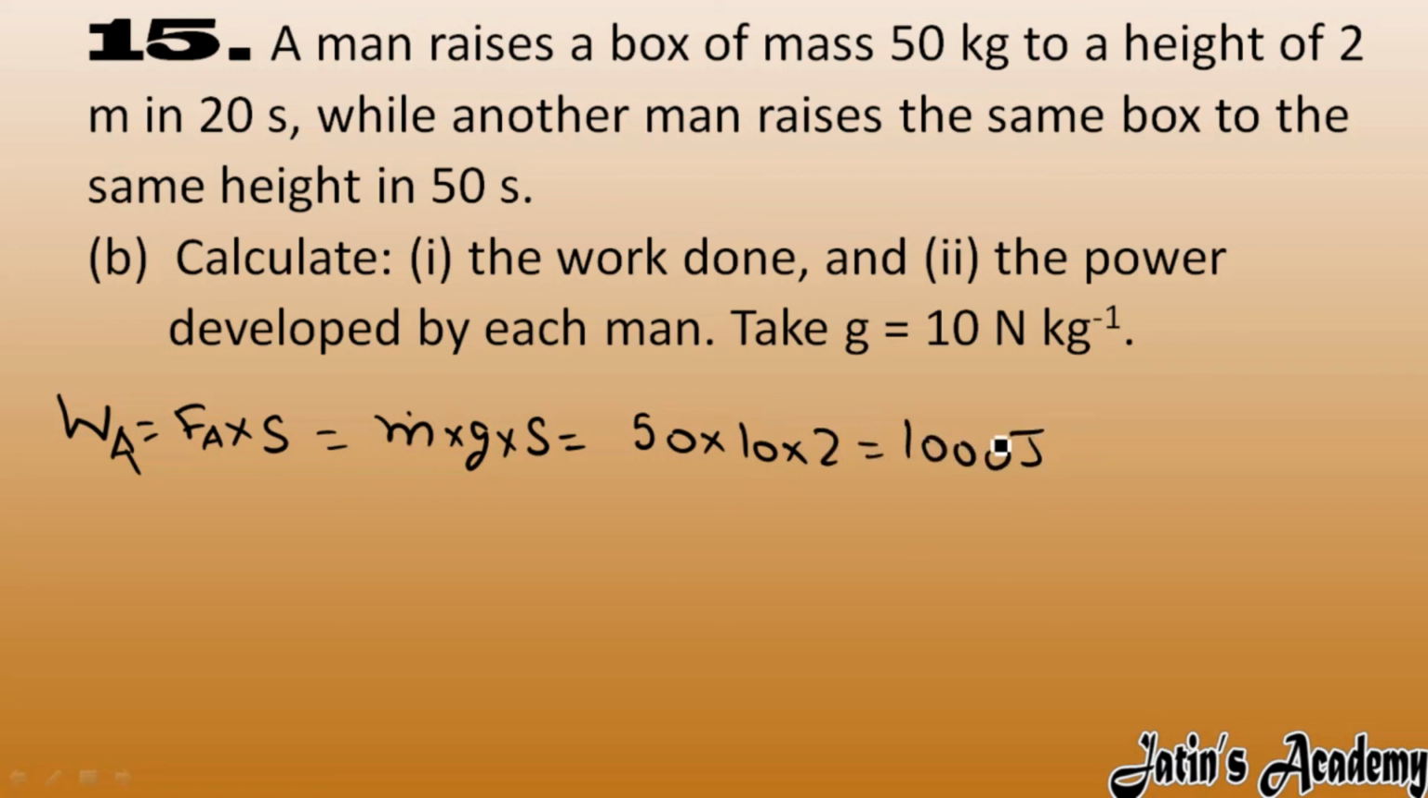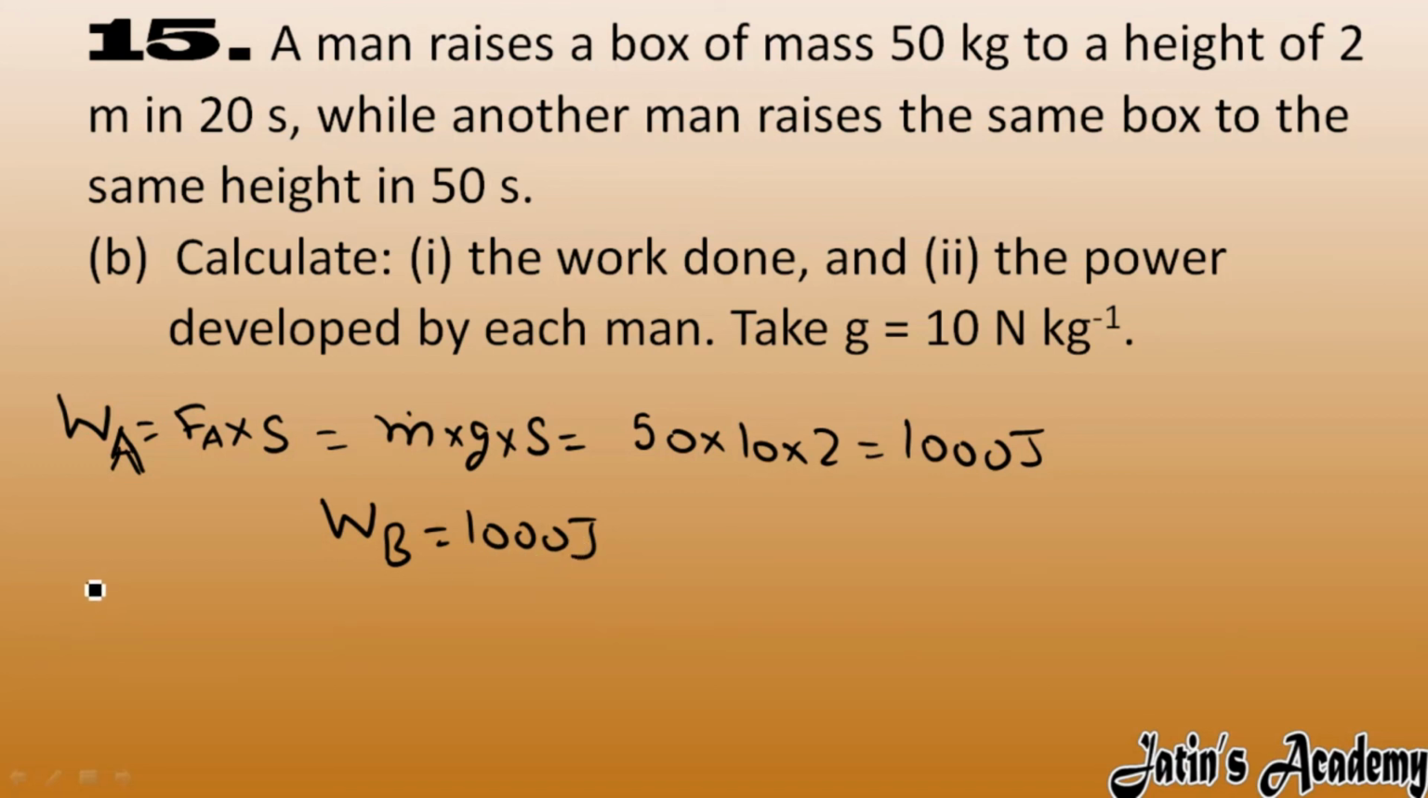Now carefully see, both are raising the same mass to the same height. It means that work done by B is also 1000 joule. You can put the same values, or directly write work done is 1000 joule.